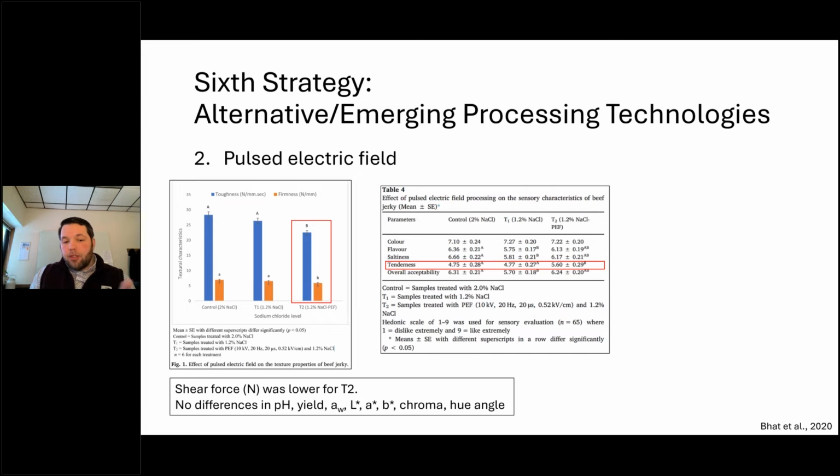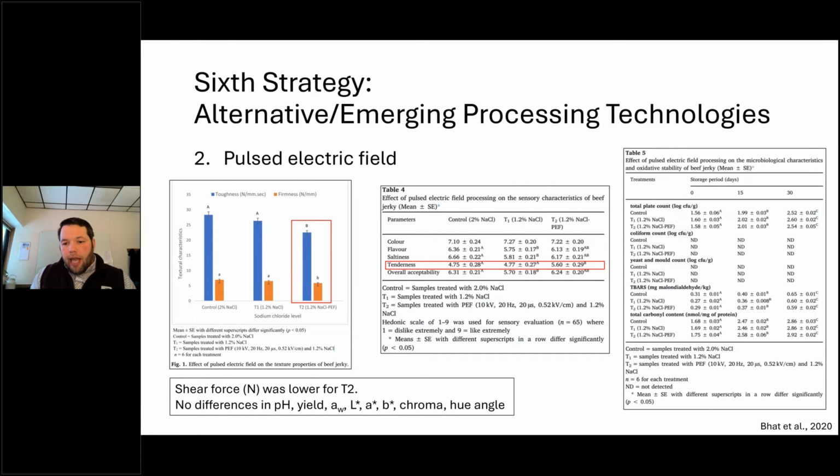Most of the product parameters, this is in beef jerky, were similar amongst all treatments, so the application of PEF didn't impact color or flavor or saltiness, and it also provided microbial control. So pulsed electric field could be an avenue as well for sodium reduction.